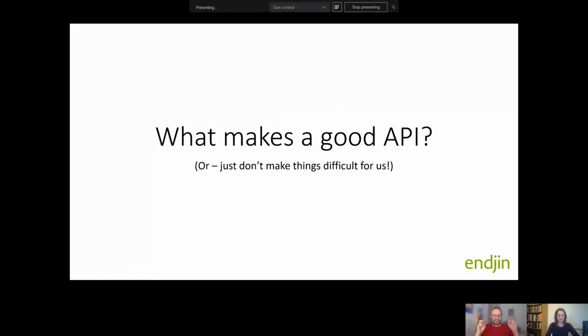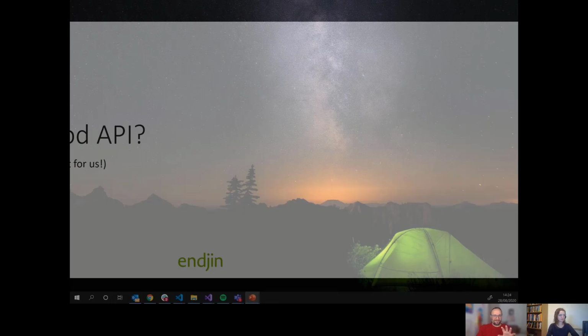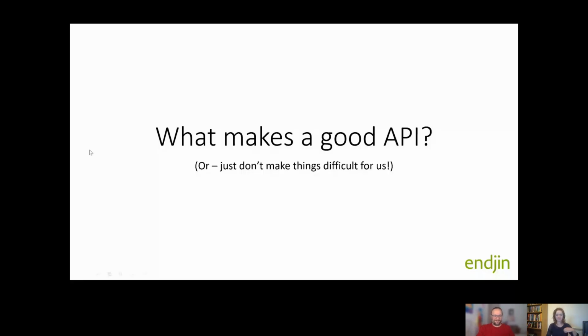So this breakout talk is all about what makes a good API, and it's subtitled, "Just don't make things difficult for us," which is really my definition of a good API. But I'm sorry, let's get this disappointment out of the way right at the beginning: don't expect any answers to that question in this talk. This is really all about stimulating discussion and challenging some of the assumptions that we make about API design.